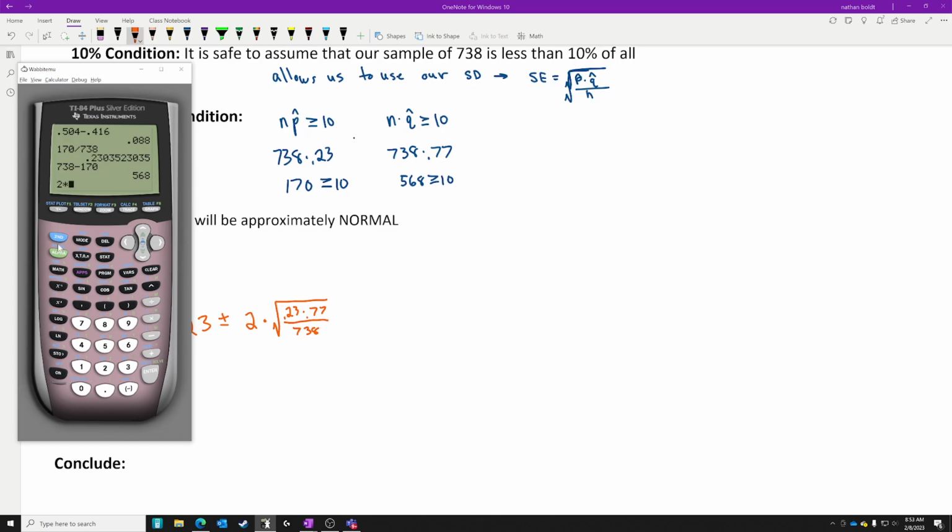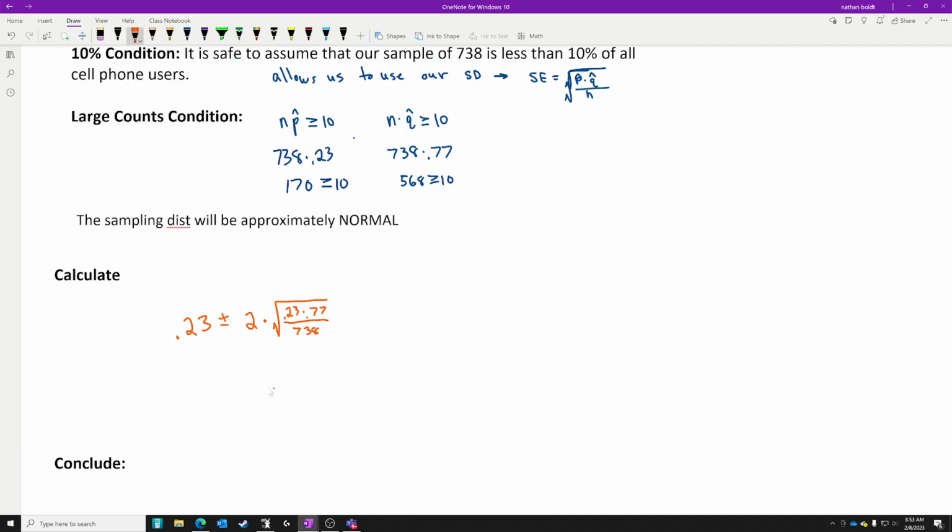2 times the square root of 0.23 times 0.77 divided by 738. All right, so my margin of error is roughly 3%. So it's 0.23 plus or minus 3%. So the interval is from 0.20 to 0.26. All right, my calculations are done.